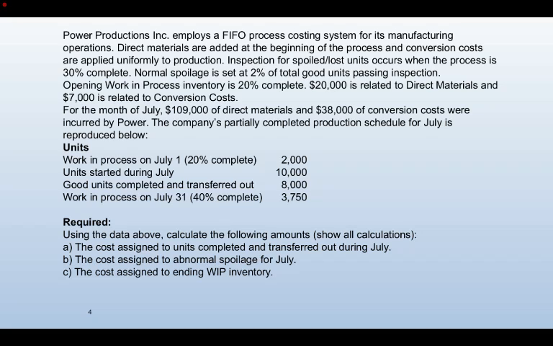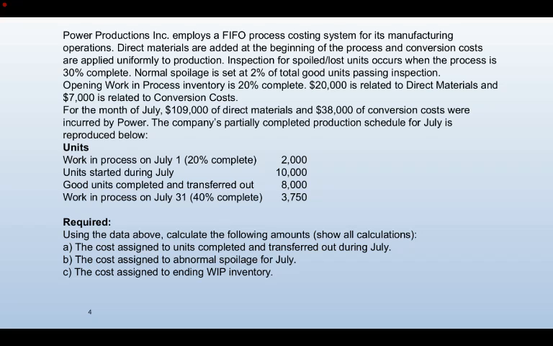Well, think of it this way. We've got 12,000 to account for. We've got 11,750 that we've already accounted for. So 250, exactly. Thank you. So I know that 250 were spoiled. Now, how do I separate that 250 between normal and abnormal? That's the tougher part.